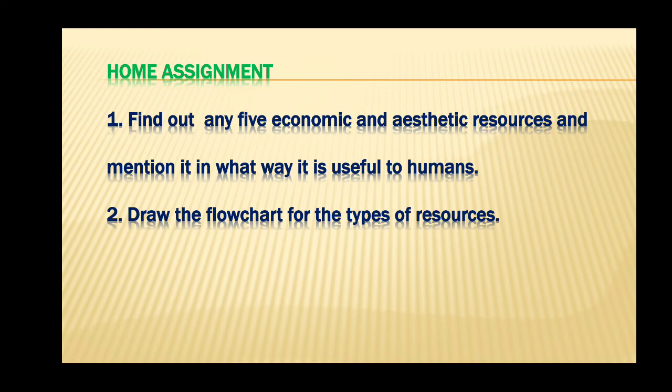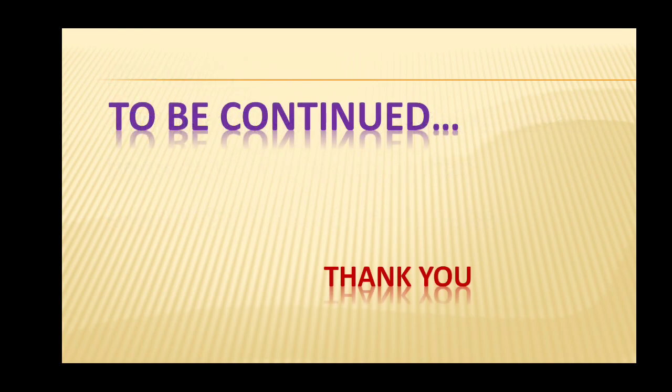Each five resources you are going to find out, which are used by man, which are useful for man nowadays. And the second one is to draw the flowchart for the types of resources. On the whole, at last you have seen the types of resources, all the three: natural, human made and human resources. So you are going to draw that flowchart as a home assignment. Okay, so we will see the next.